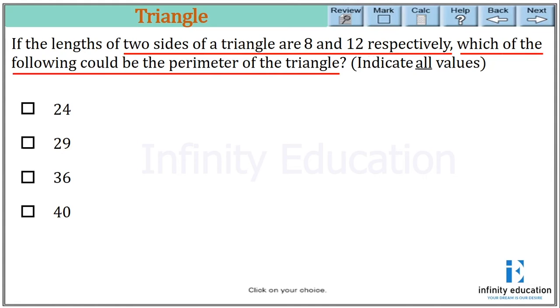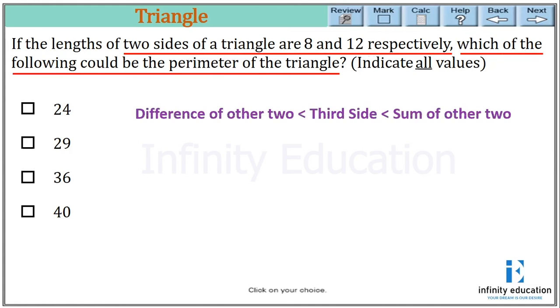So to answer the question, you should know one theorem, that is third side should be always lesser than sum of the other two sides and it should be greater than difference between the other two sides. So as we are having two sides as 8 and 12, we can easily find out the third side using this theorem. So third side should be lesser than 12 plus 8 and greater than 12 minus 8. So range for the third side I'm getting in between 4 to 20.